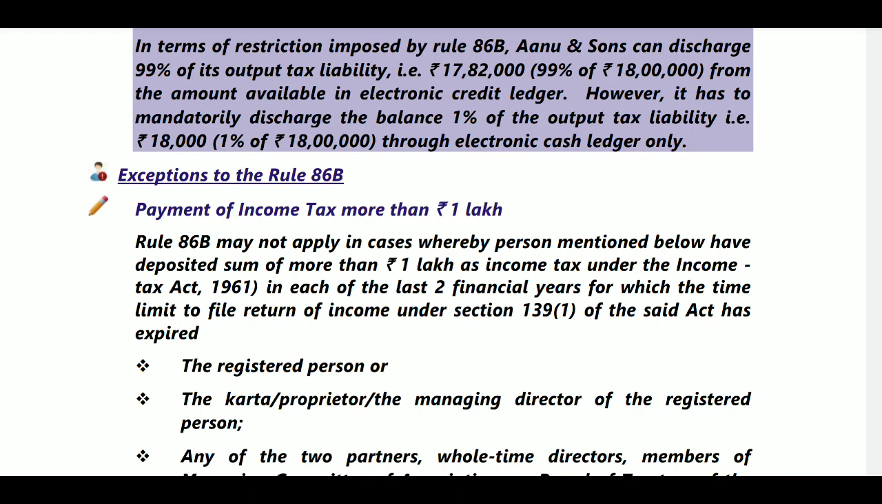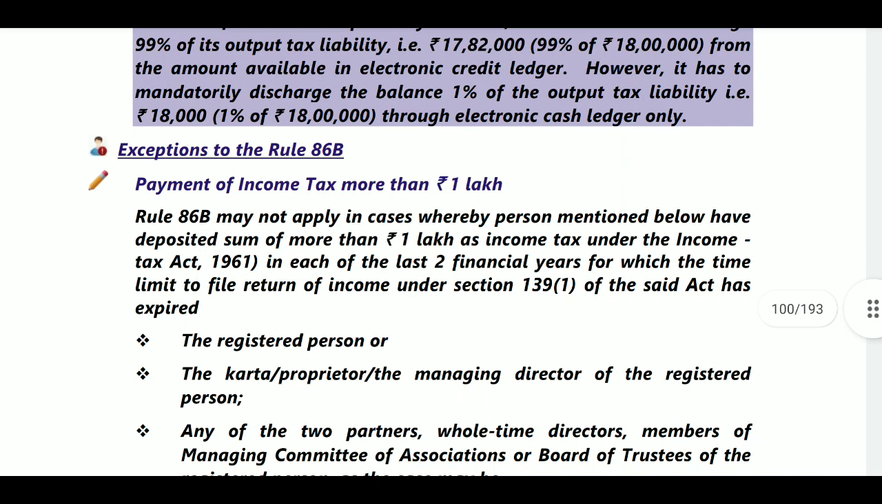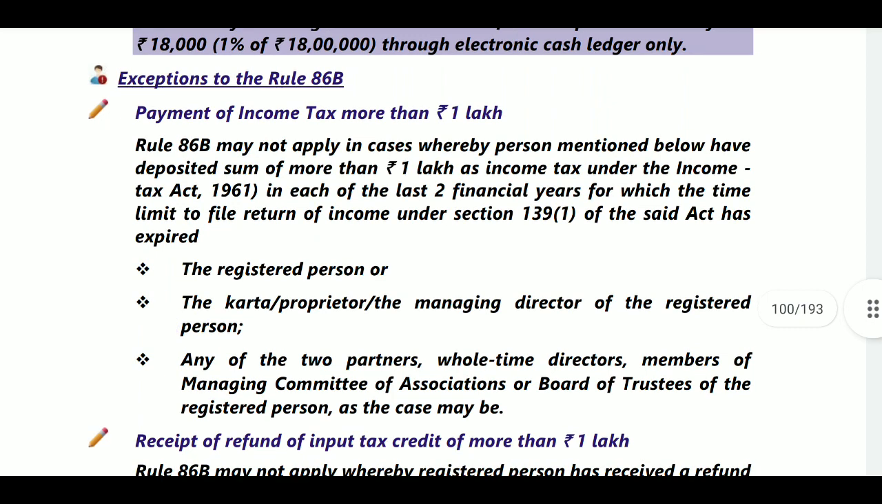That is, if the registered person, or the karta, proprietor or managing person, or any authorized person is paying more than 1 lakh in their respective income tax, then rule 86B will not be applicable. It will come under the exception. When you come under the exception, you may utilize the credit fully. You should not pay any tax with the cash ledger.